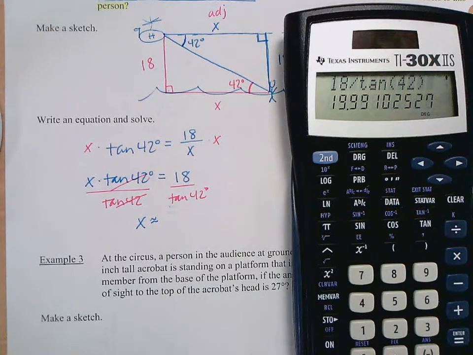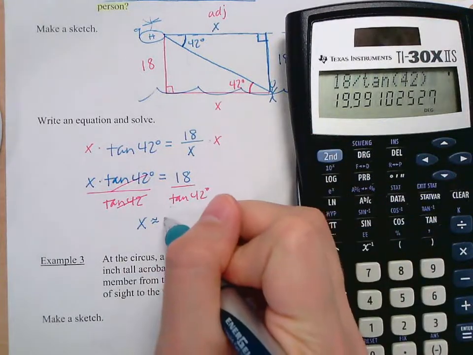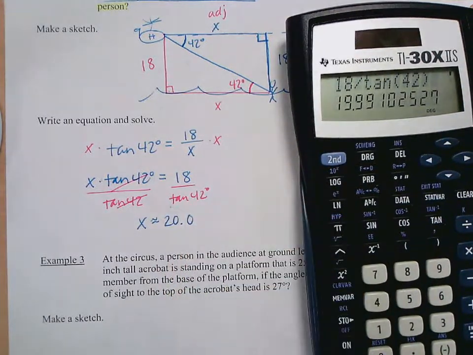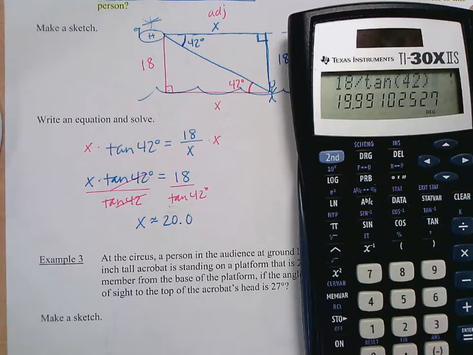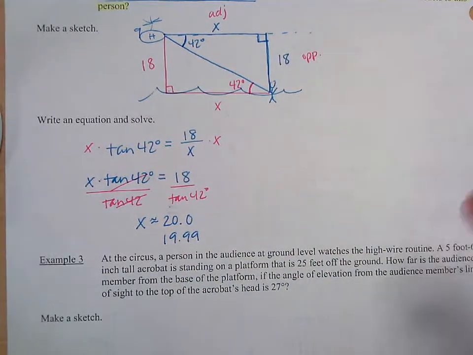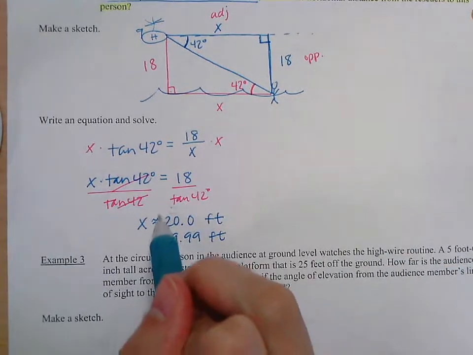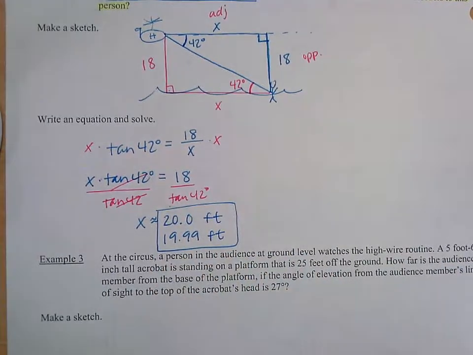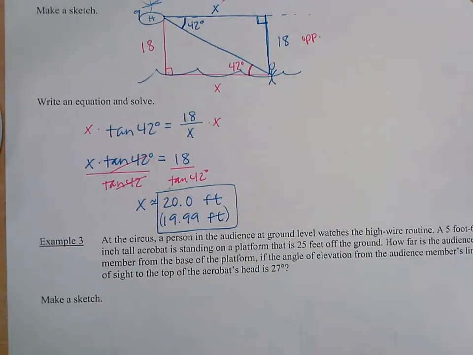Okay, so if I did 2 decimal places, I'd have 19.99. 1 decimal place, that would round up to 20, but it'd be 20.0, just to show that I did round to the tenth there, or you could put 19.99. And that would be measured in feet. So either one of these is okay. Questions there?